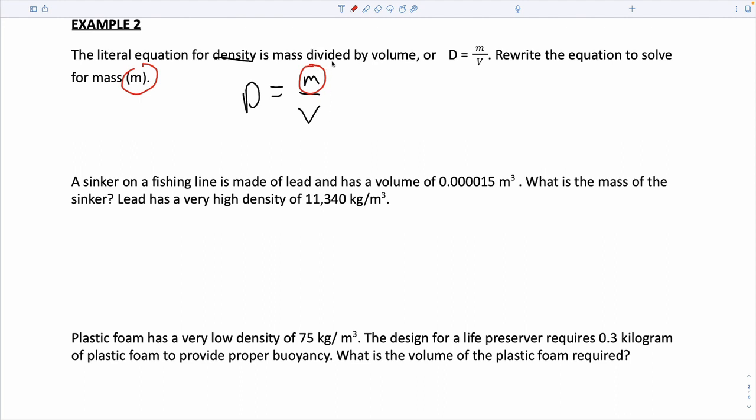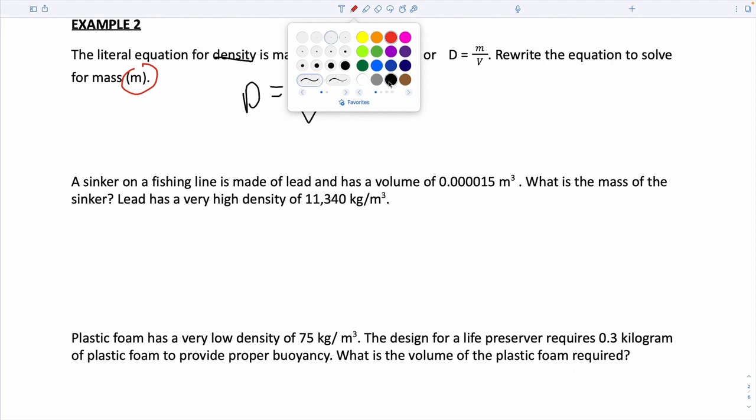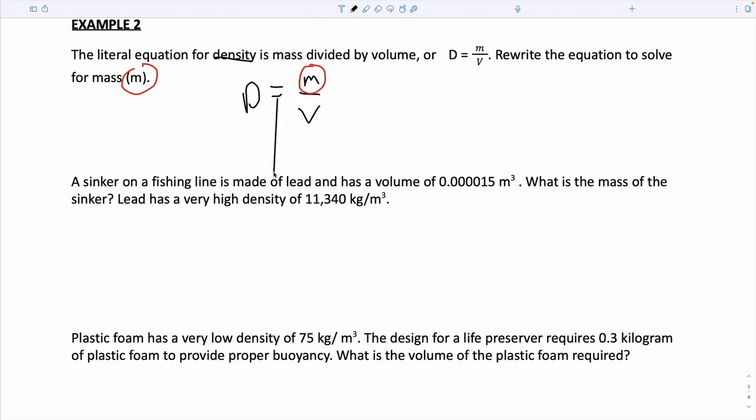Right now, what is happening to the mass and the volume as you look at it, Sarah? It's being divided, so to get m by itself, what's the inverse, Sarah? The inverse is multiplication. On the right side, multiply by v over 1. On the left side, multiply by v. Why would I write the right side as v over 1, but the left is v?